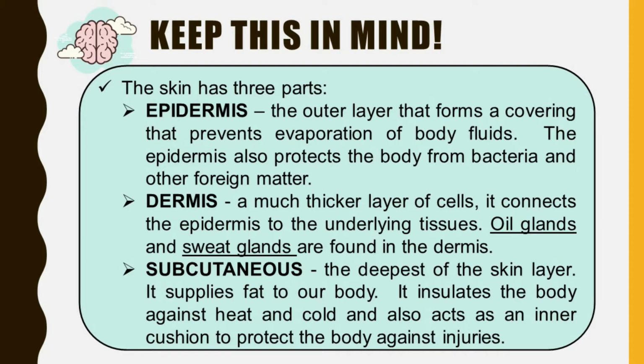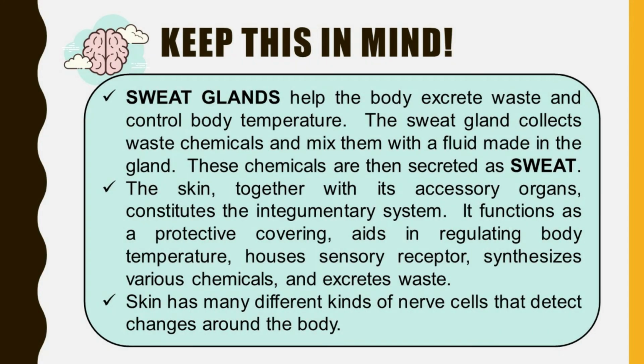Third is subcutaneous, the deepest of the skin layer. It supplies fat to our body. It insulates the body against heat and cold, and also acts as an inner cushion to protect the body against injuries. Sweat glands help the body excrete waste and control body temperature. The sweat gland collects waste chemicals and mixes them with fluid made in the gland. These chemicals are then secreted as sweat.